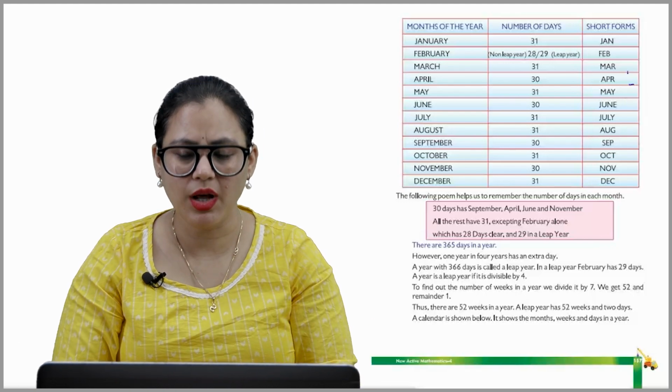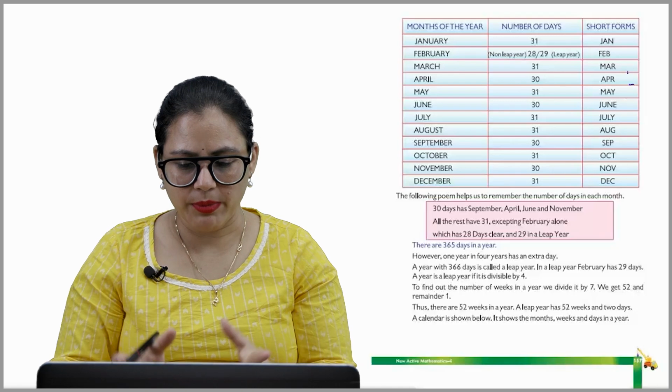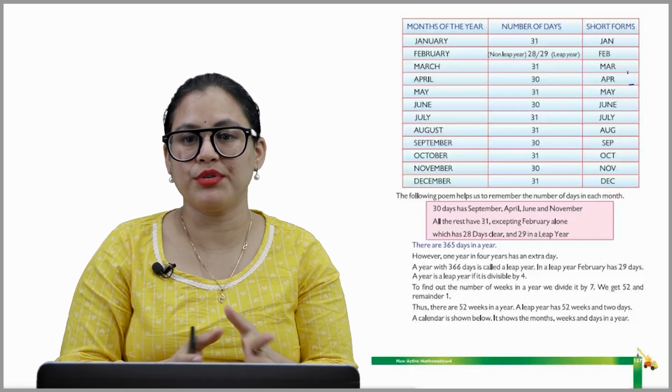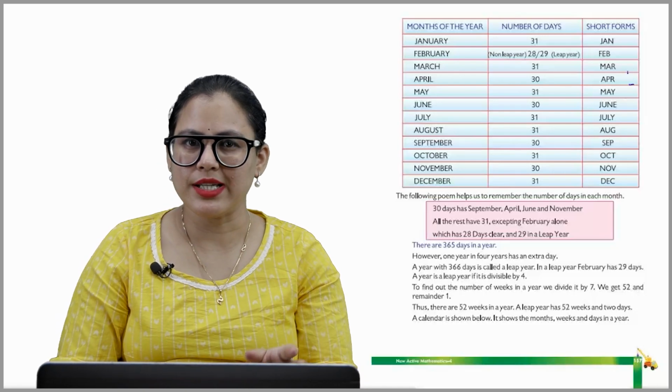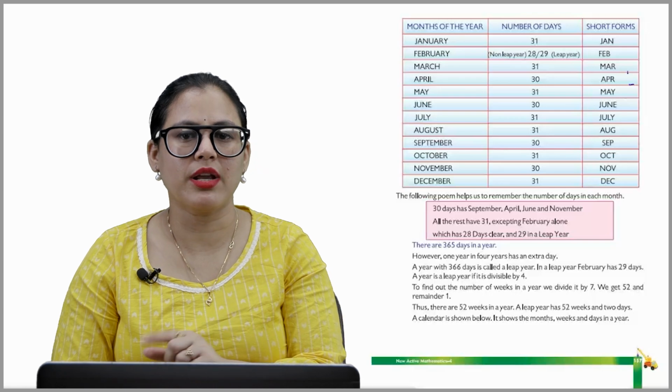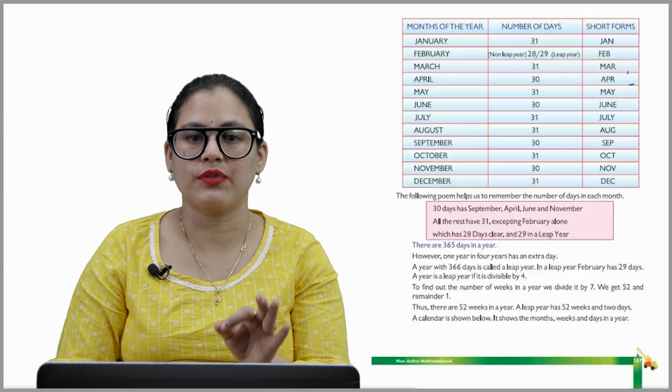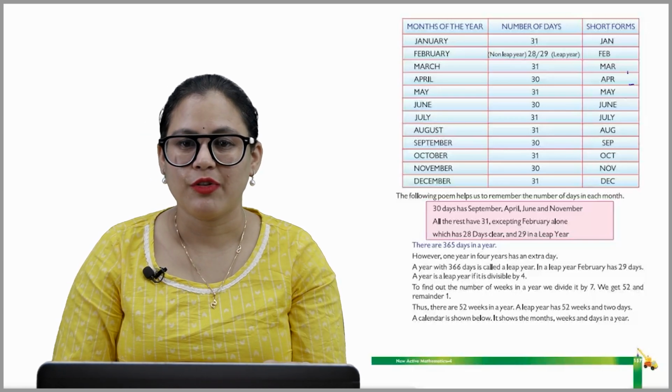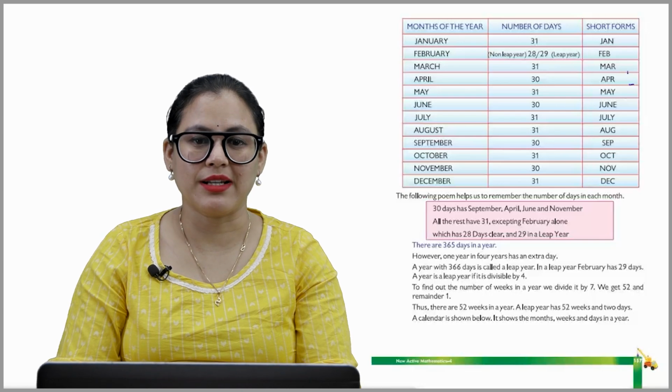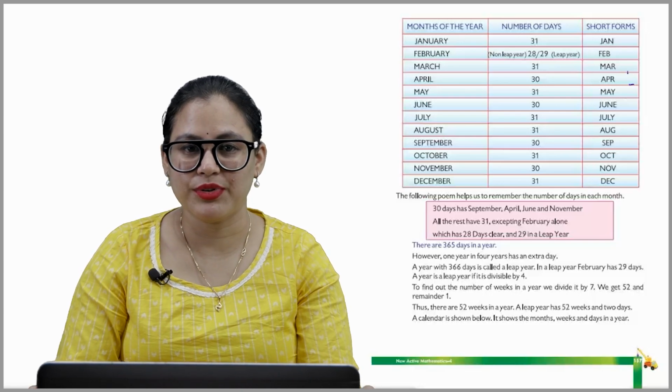Now, the following poem helps us to remember the number of days in each month. 30 days has September, April, June and November. All the rest have 31, excepting February alone, which has 28 days clear and 29 in a leap year.